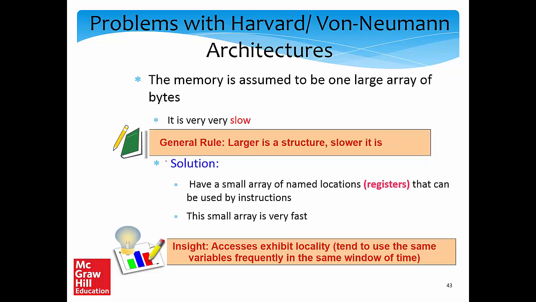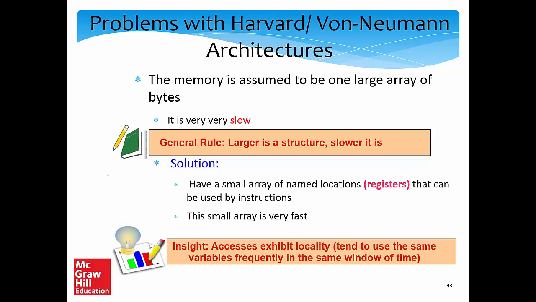So what have we assumed up till now? That the memory is one large array of bytes. A byte is a unit of information. We'll discuss it in detail in the next chapter. But if we assume such a large structure, the main problem is that the larger a structure is, the slower it is. So that's the reason we need to introduce a small concept here, but we'll have a lot of opportunities to discuss this in great detail. So we want to introduce a small array of named locations called registers, which are inside the CPU itself, so it is very fast.